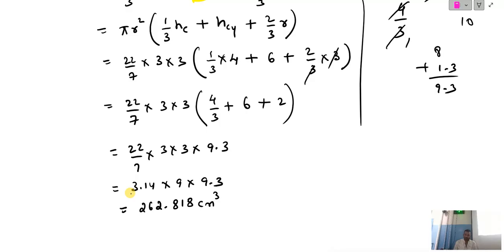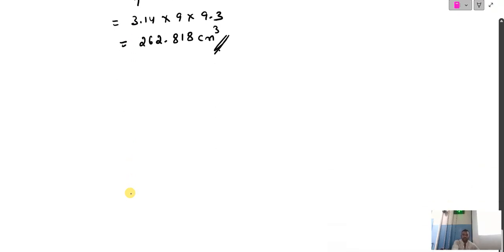They have given the unit in centimeter. That was centimeter, so it is centimeter cube. Any doubts? So we got the volume of the entire solid. Very good. And now we have to find the surface area. Correct now?